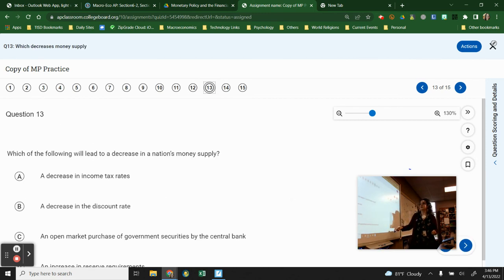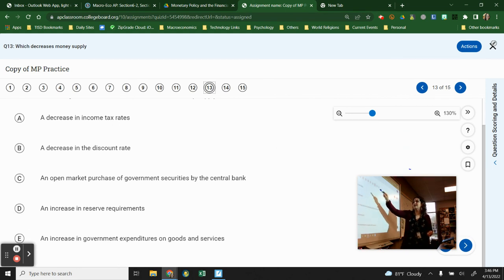Which of the following would decrease the nation's money supply? So we're looking for contractionary monetary policy: selling bonds, raising the discount rate, raising the RRR. That's fiscal policy. That's expansionary. Open market purchase, that's expansionary. Ooh, that's contractionary, but I'm going to keep on reading. Increase government spending, that's fiscal policy. D, an increase to the reserve requirements.